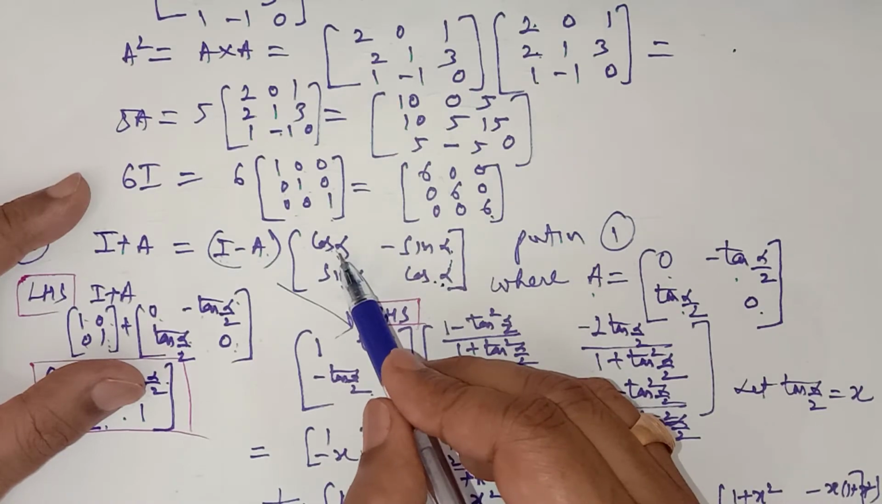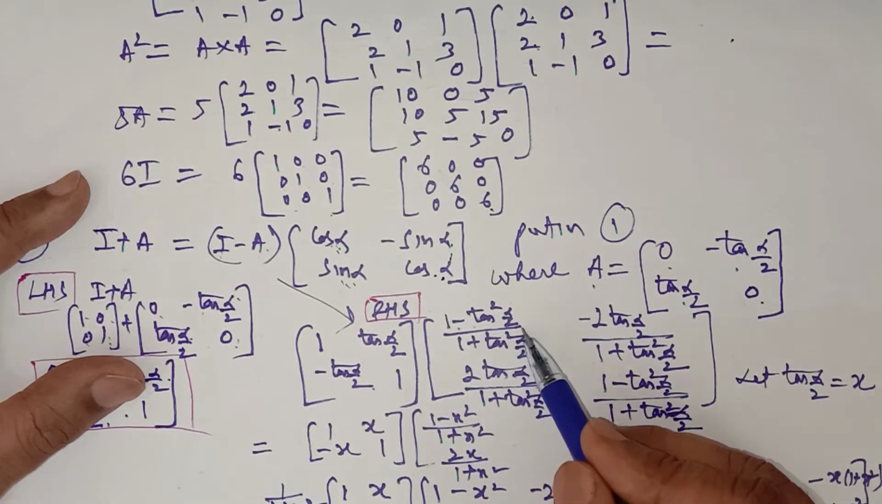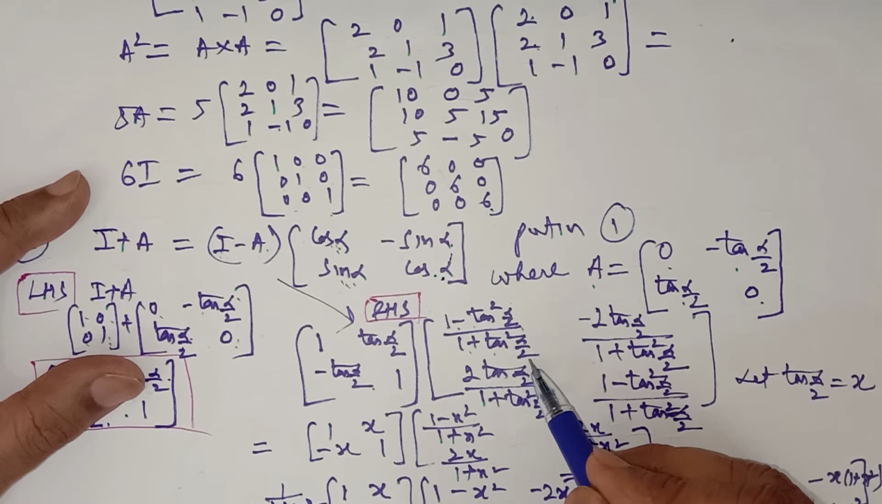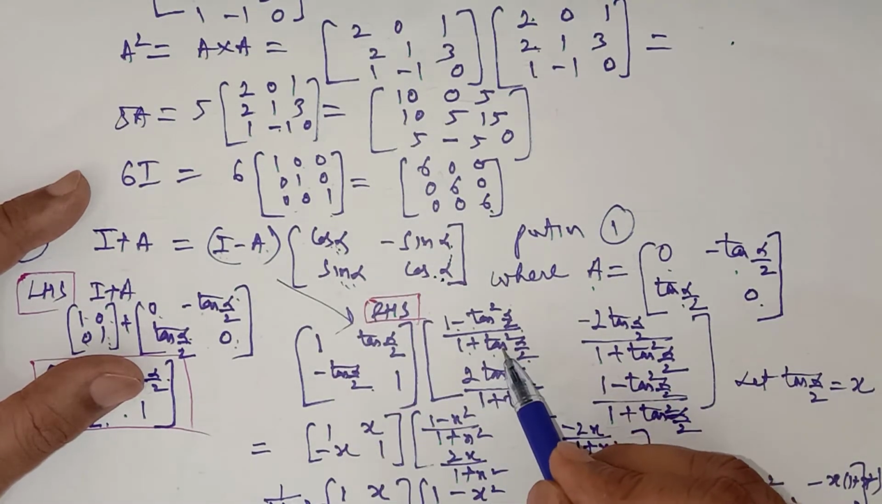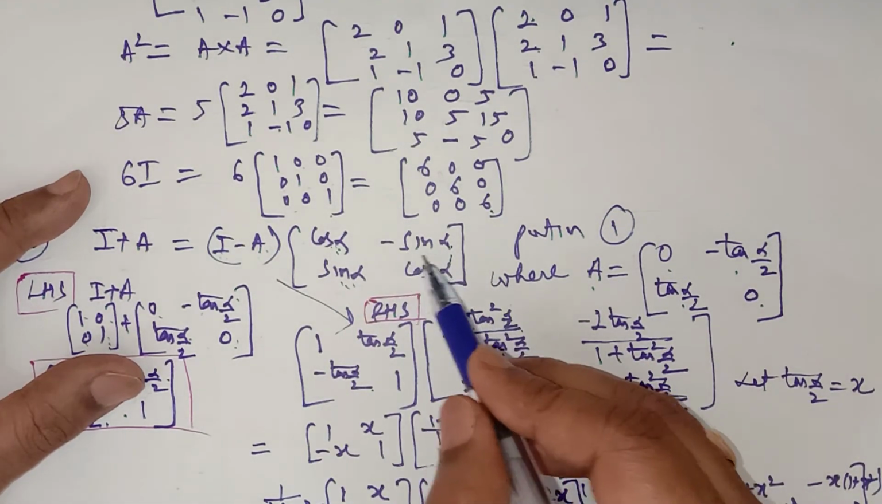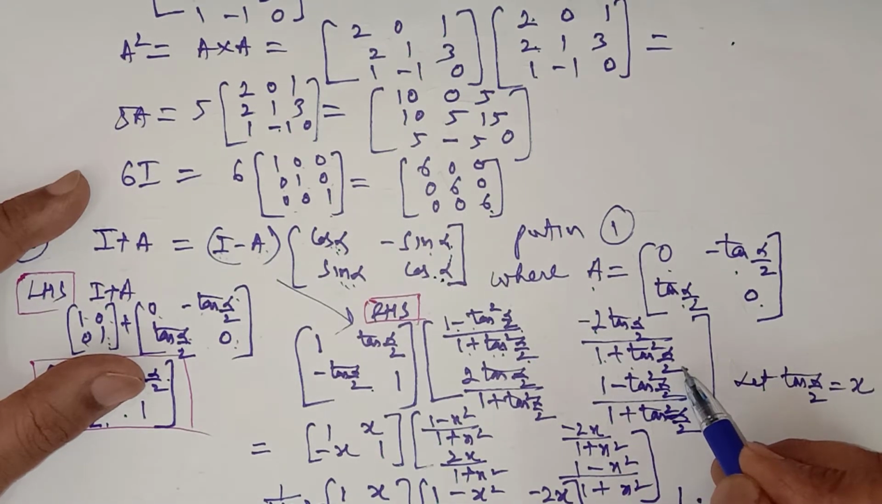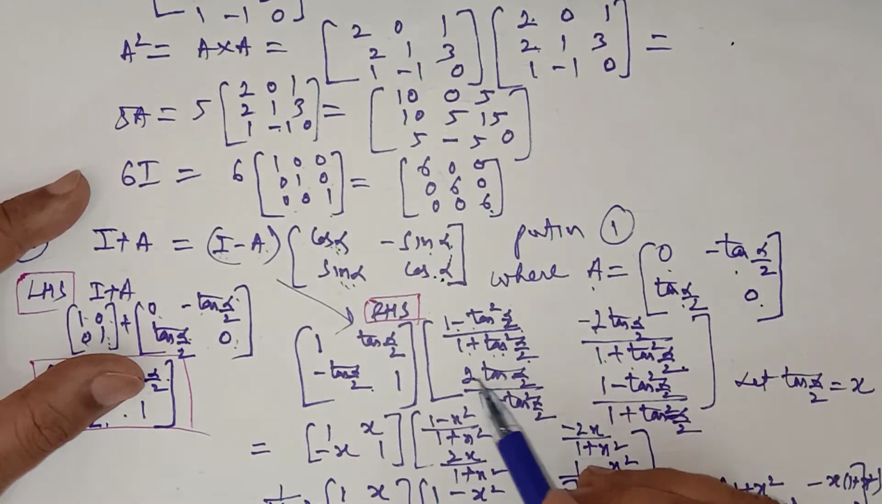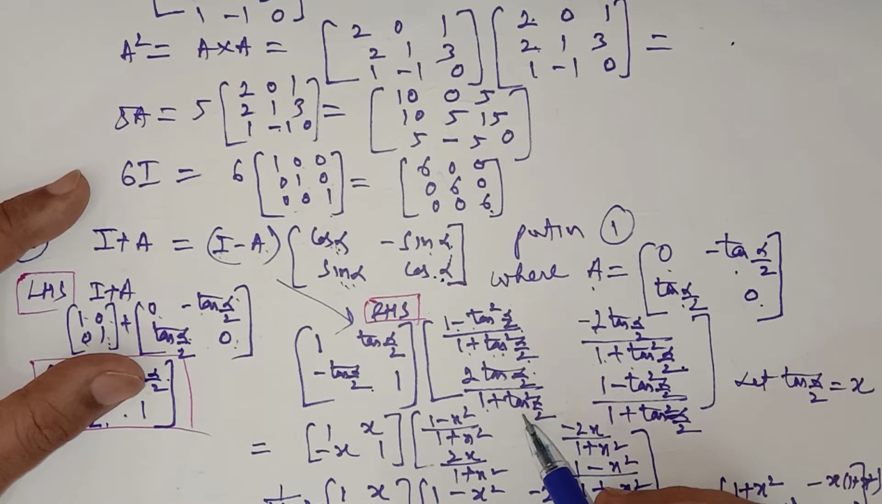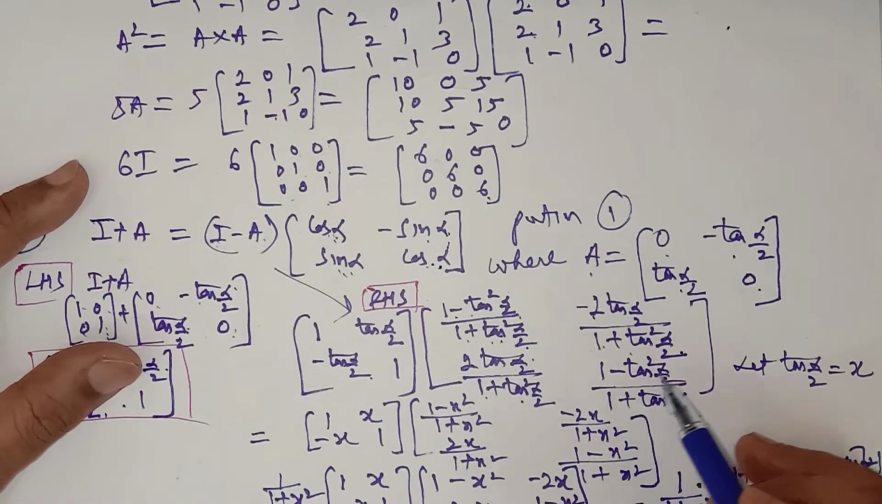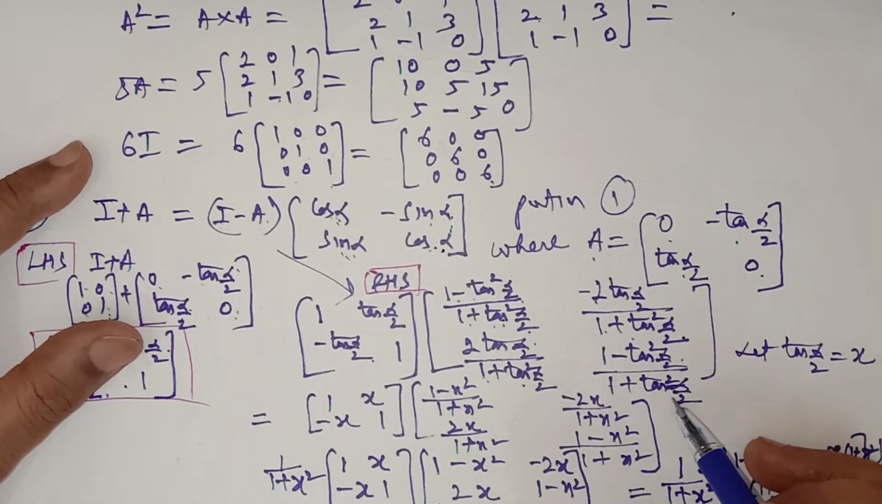Now you know that cos alpha is equal to 1 minus tan square alpha by 2 upon 1 plus tan square alpha by 2. If you know it, it is well. If you don't know, you learn this identity. Sin alpha will be equal to 2 tan alpha by 2 upon 1 plus tan square alpha by 2. If you know it, good. But if you don't know, you learn this identity. Similarly, sin alpha is 2 tan alpha by 2 upon 1 plus tan square alpha by 2, and cos alpha again is 1 minus tan square alpha by 2 upon 1 plus tan square alpha by 2.